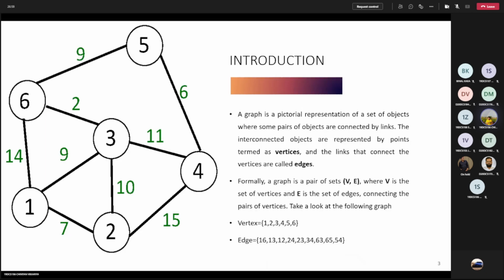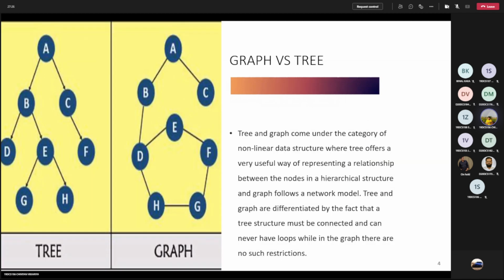So the basic introduction about the graph: a graph is a pictorial representation of objects, where it contains the vertices and the nodes, and weights are assigned to the edges between the two nodes. Here we prepare the V and E sets for the vertices and the edges that connect each vertex, and perform algorithms for various analyses or for finding the shortest path as well.